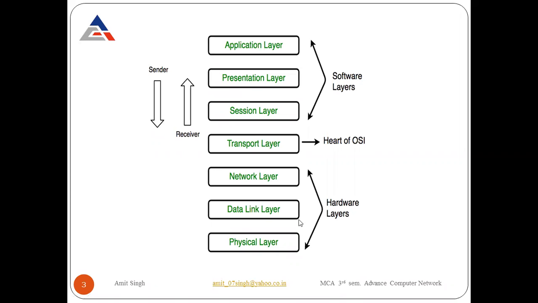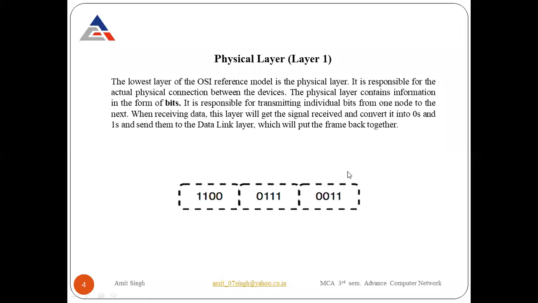Okay. Now let's start with the first layer. The first is the physical layer. The lowest layer of the OSI reference model is the physical layer. It is responsible for the actual physical connection between the devices. So what will happen whenever communication is attempted between two different devices? First, we make a physical connection between these devices. And who is responsible for this physical connection? The physical layer.